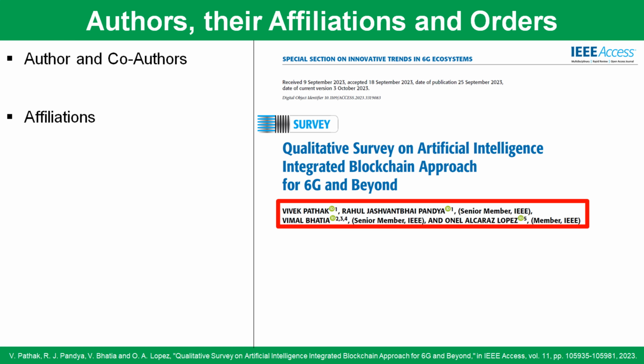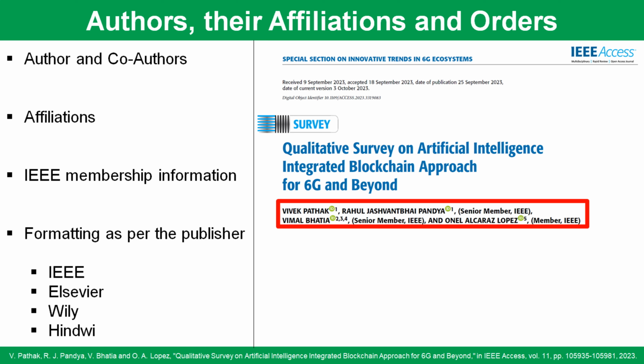Include essential information about authors and their affiliations in a research paper. It emphasizes the importance of accurately listing authors and their affiliations, including any membership information if applicable, and formatting the information according to the guidelines provided by the publisher.